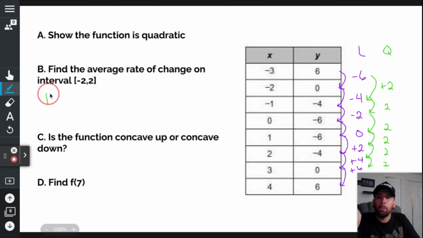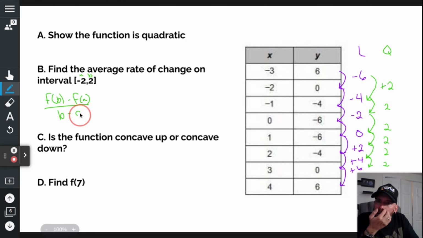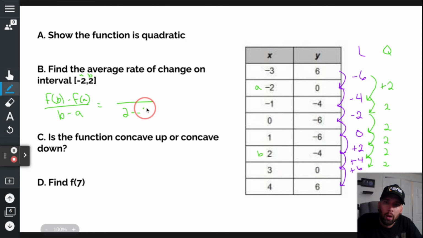So let me remind you, if I call you A and if I call you B, I'm looking for f of B minus f of A over B minus A. Now, I know what B is and I know what A is. B is 2, and A is -2. All right, so the easy part is looking at the bottom. 2 minus -2 is going to be the bottom.